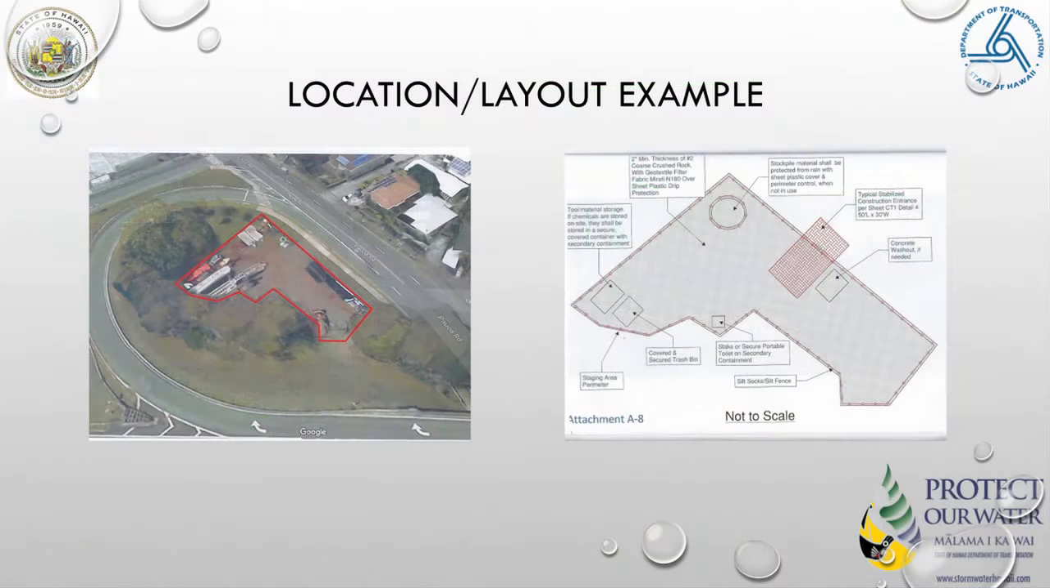Layout. This is a general example of using one of the satellite images to identify the layout or where you're going to put your staging area. And on the left or the right, as you're looking at it, is the layout of the staging area. This includes things like perimeter control, construction entrance, that sort of thing.